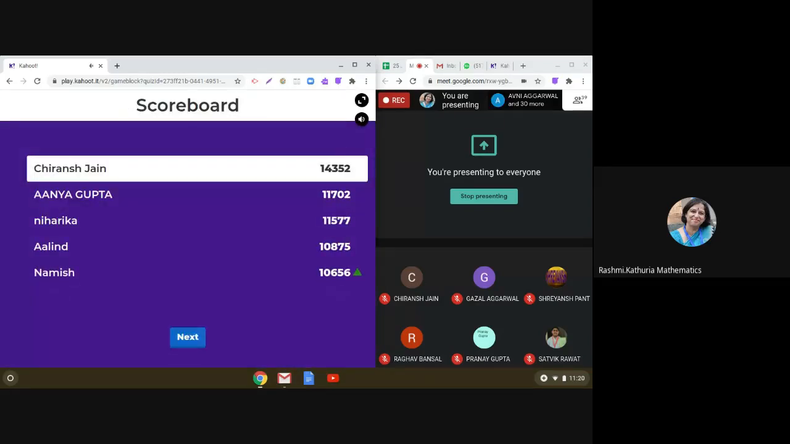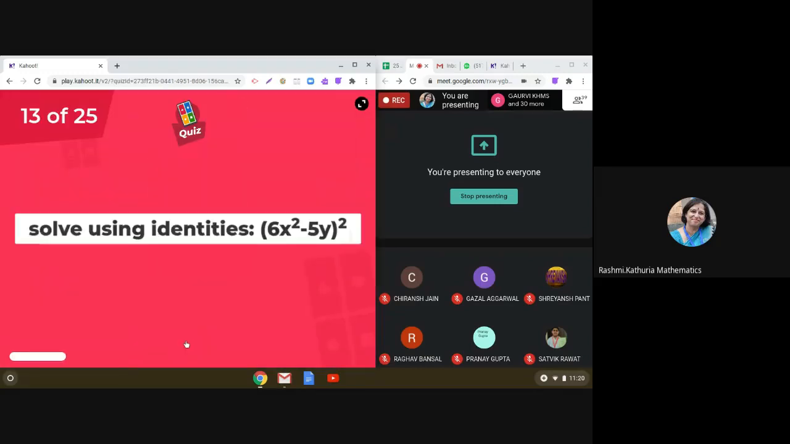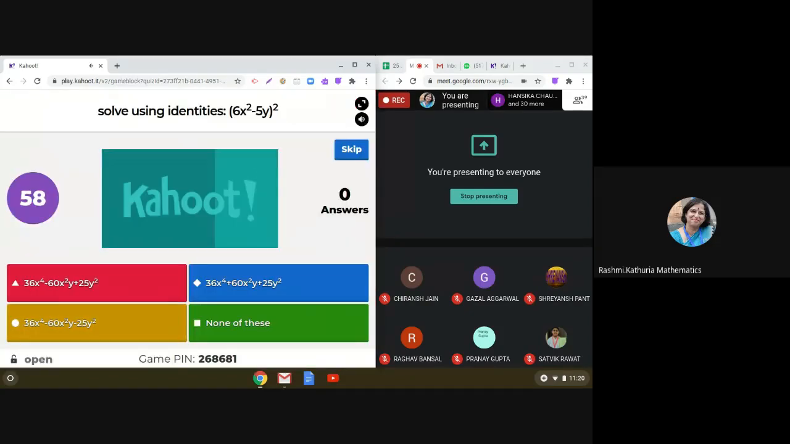Okay, this is so good. Chiransh, Anya, Niharika, Alinda, Namish are in the leaderboard. I'm so happy to see the new names. Solve using identities. Question number 13. (6x square minus 5y) whole square.